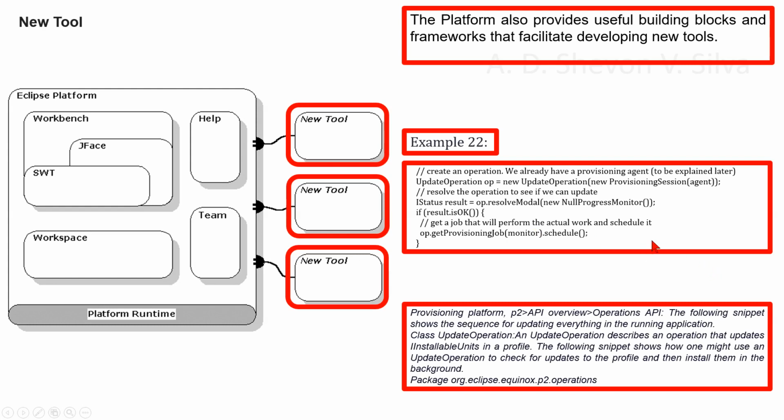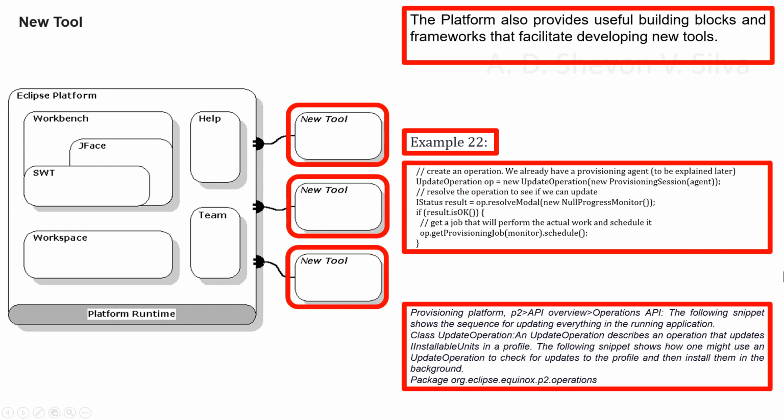Actually, that snippet is not available. I didn't include that snippet. This is a different one. This is doing the sequence for updating everything in the running application. And this class is in the package org.eclipse.equinox.p2.operations. The operation API provides a high-level API for installing, updating, and uninstalling software in a headless system.